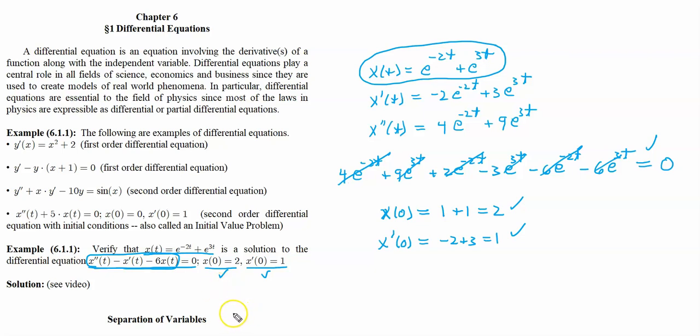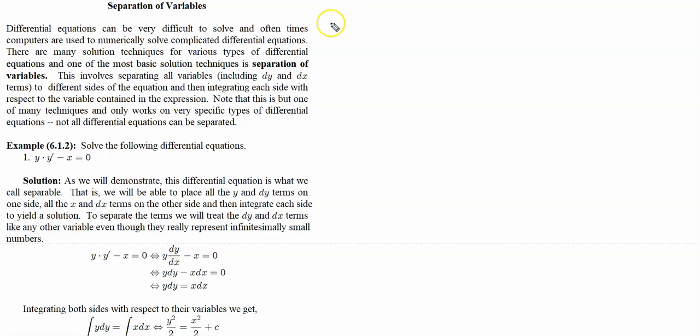Now let's take a look at a solution technique called separation of variables that we can use to solve certain types of differential equations. So one of the most basic and easy techniques to solve a differential equation is to use separation of variables. Now, unfortunately, this only works for a small class of differential equations, so it doesn't work for every differential equation, but it's a starting point.